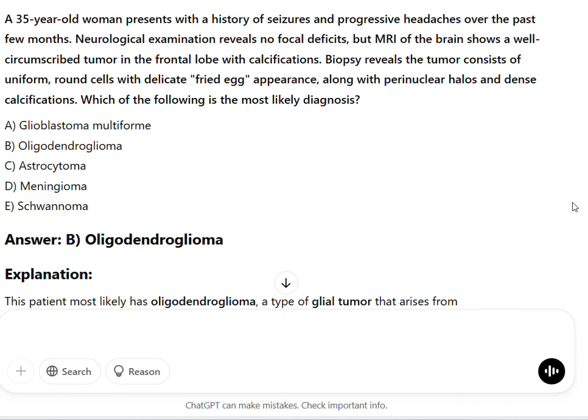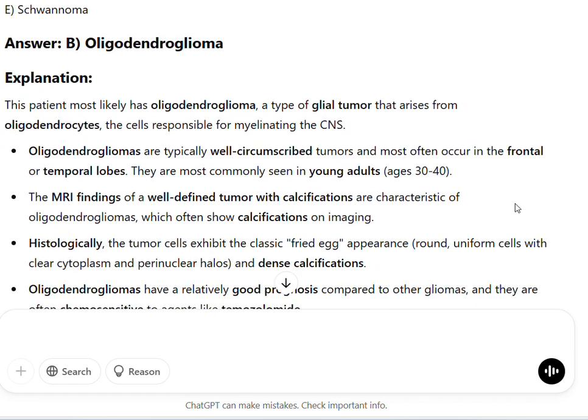Answer B. Oligodendroglioma. Explanation: this patient most likely has oligodendroglioma, a type of glial tumor that arises from oligodendrocytes, the cells responsible for myelinating the CNS. Oligodendrogliomas are typically well-circumscribed tumors and most often occur in the frontal or temporal lobes. They are most commonly seen in young adults, ages 30 to 40. The MRI findings of a well-defined tumor with calcifications are characteristic of oligodendrogliomas, which often show calcifications on imaging.